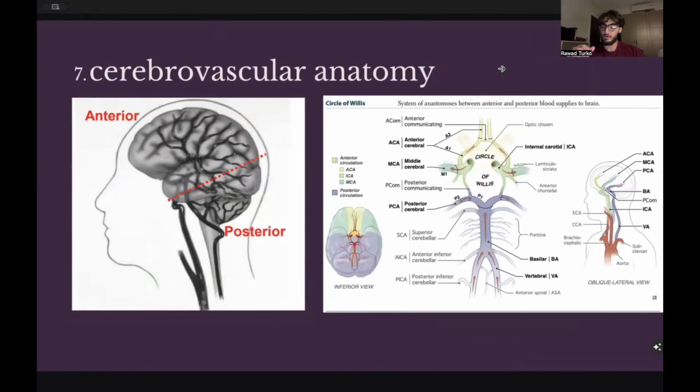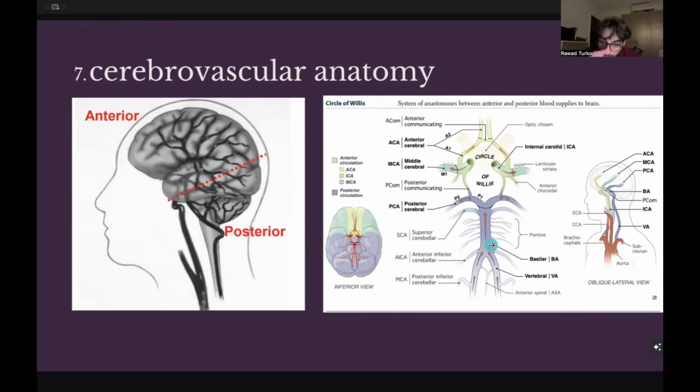All right. So now we're going to talk about cerebrovascular anatomy. Okay, so we're going to talk about the circle of Willis again. As we mentioned before, it's an anastomosis between the anterior circulation, which is coming primarily from the internal carotid artery, and the posterior circulation, which is coming from the vertebral arteries and also the basilar artery, forming eventually the posterior cerebral artery.